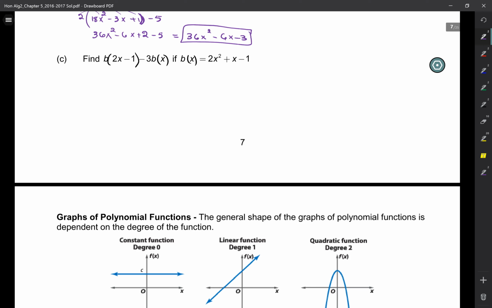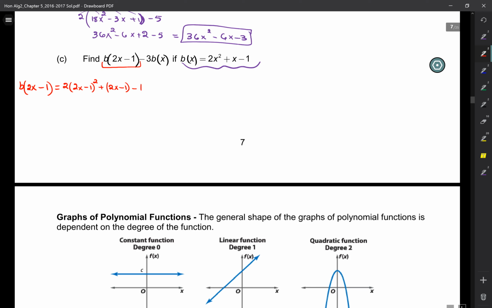This next one is a little bit more involved. I have two things at play here. First, I have b of 2x minus 1. I'm going to try to color code this. Let's just do b of 2x minus 1. b of x is this. So let's find b of 2x minus 1. So 2 times 2x minus 1 squared plus 2x minus 1 minus 1. Did I do that correctly?